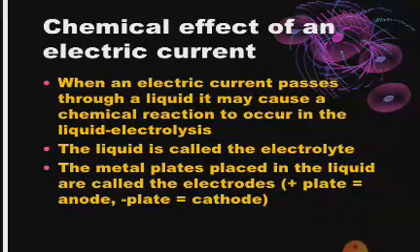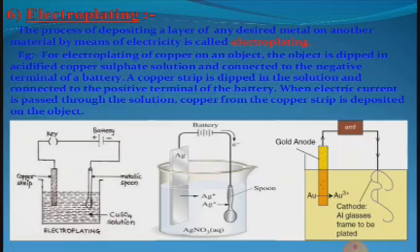So chemical effect of an electric current: when current passes through a liquid, it may cause a chemical reaction to occur in the liquid, which is called electrolysis, and the liquid is known as electrolyte. The metal plates placed in the liquid are called electrodes.